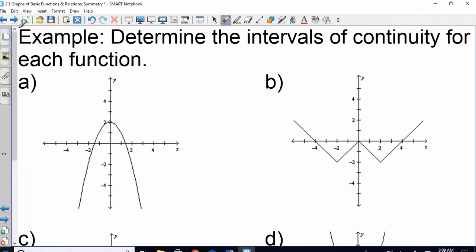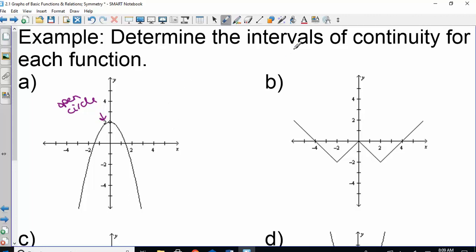So first I'm just going to put up some graphs and we're going to look at them and identify where they are continuous. On A, I apologize, it is really hard to see, but this is an open circle at 0, 2. I know on your paper, especially when it shrank down to print, you can't really tell that, but that one's an open circle. So can you draw this entire thing without picking up your pencil? No, because it's an open circle, you have to jump over that point.